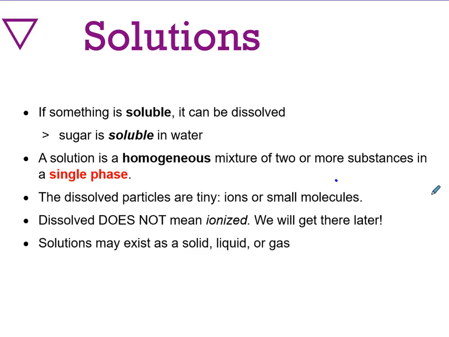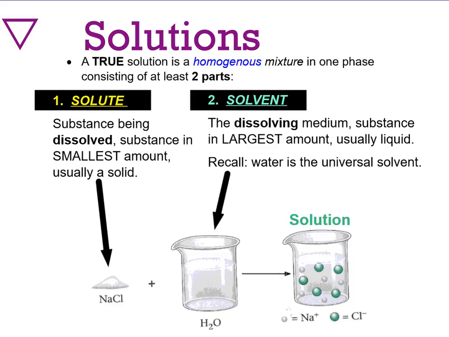Dissolved particles are very small. They can be ions, they can be small molecules. Dissolved does not mean ionized. We need to separate those terms in our minds, okay? We will get to what the difference is soon. Solutions may exist as solids, liquids, or gas in either form, okay?